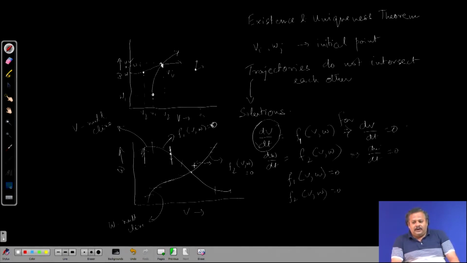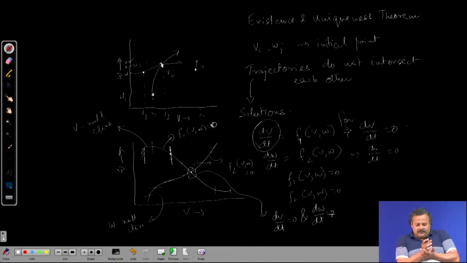At that particular point there is no net flow along V or along W, that is, both dV/dt and dW/dt are 0 at this point. So ask yourself, if I put the system exactly at that intersection point, what would happen? Obviously, it will stay there forever, because unless we get some perturbation, the system is not going to move in V or W from that point.